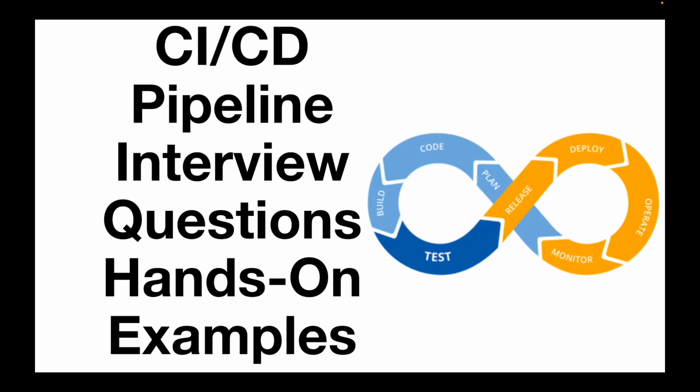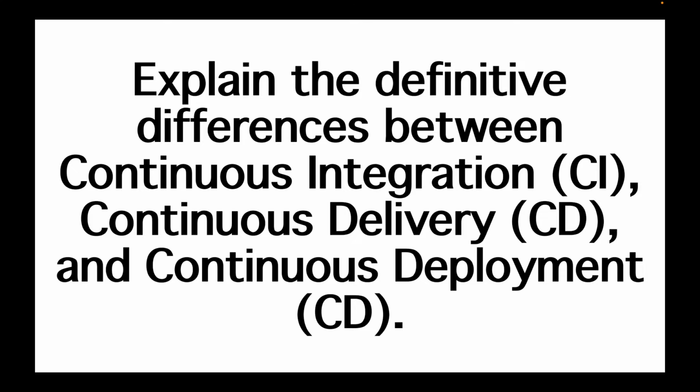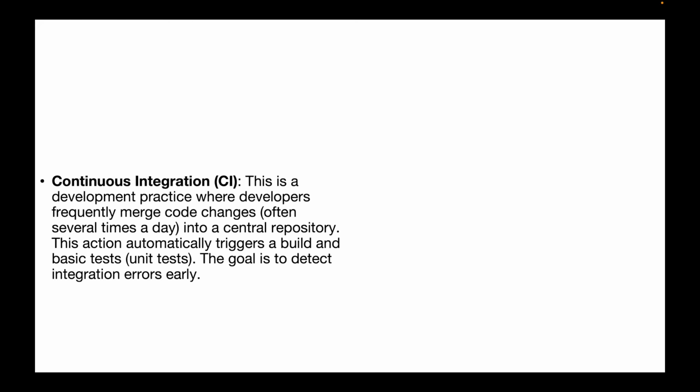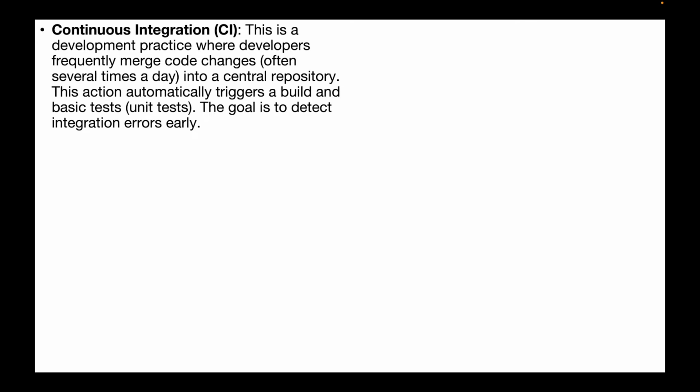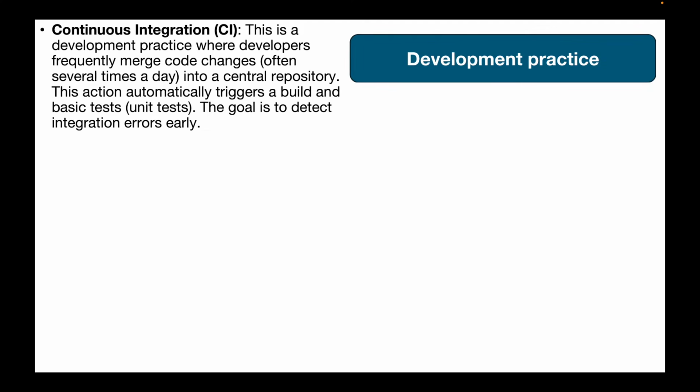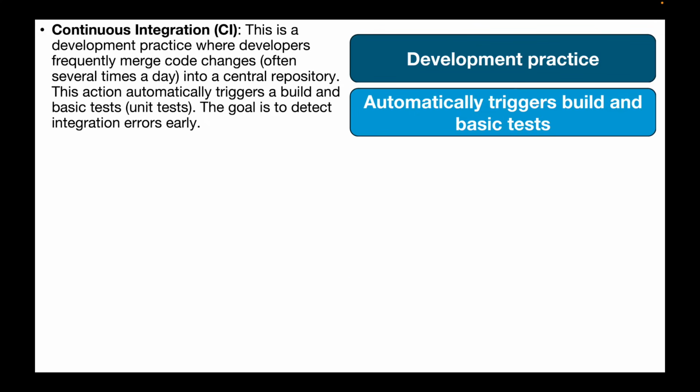Let's start with the fundamental difference that often trips candidates up. Explain the definitive differences between continuous integration, continuous delivery, and continuous deployment. So continuous integration is a development practice where your developers frequently merge their code changes, often several times in a single day, into a central repository. And this action will automatically trigger a build stage and then run some basic tests like your unit tests. The goal here is to detect integration errors early. So that's basically your continuous integration.